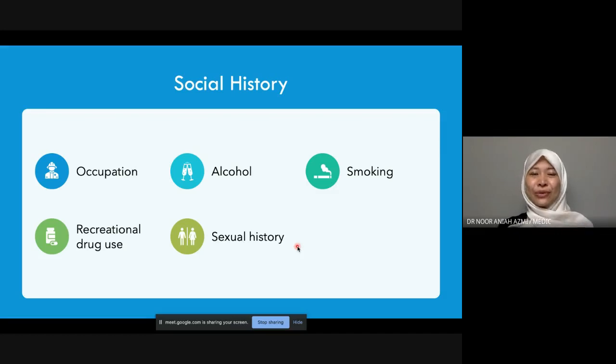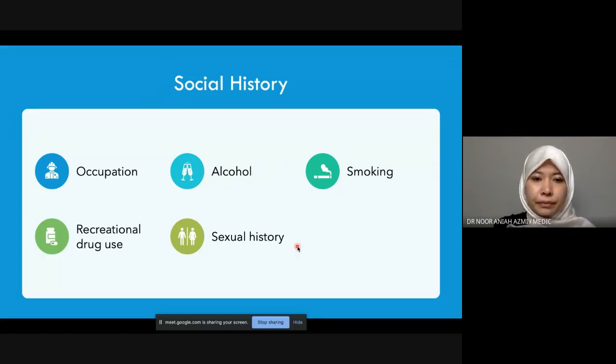And of course, if you know that your patient is from a lower socioeconomic or lower education background, you just use simple terms so that the patients understand you better. Because your role as a doctor is not only to diagnose, but you also want to educate your patients so that they know about their disease and about themselves. So it's important for you to ask the social history.